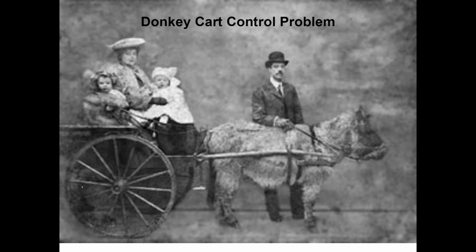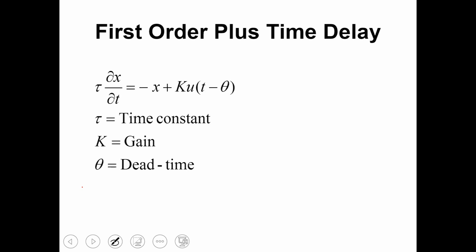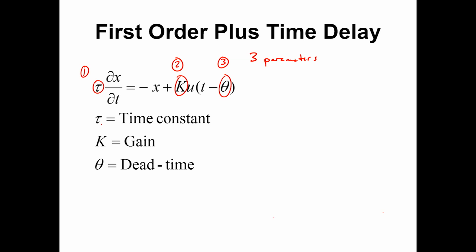The donkey cart control problem has been around for a long time, yet it's still a modern day problem. We're going to use a first order plus time delay model to model the donkey cart, and use the three parameters from that model: tau, K, and theta, the time constant, the gain, and the dead time.